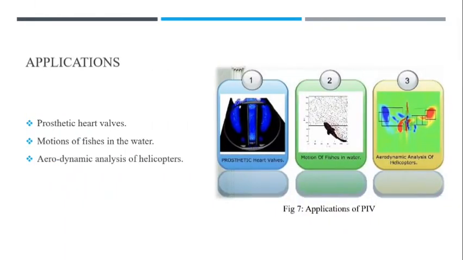Application. First one is prosthetic heart valve, as the picture here shows. Motion of the fishes in the water and aerodynamics analysis of the helicopter. Here is the picture of the applications of PIV that I have mentioned earlier.